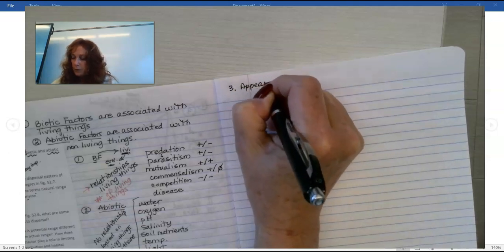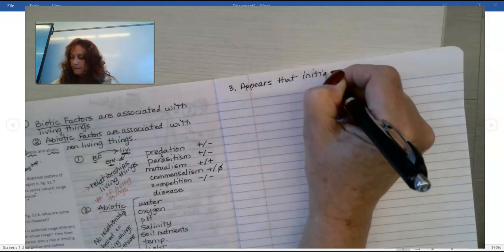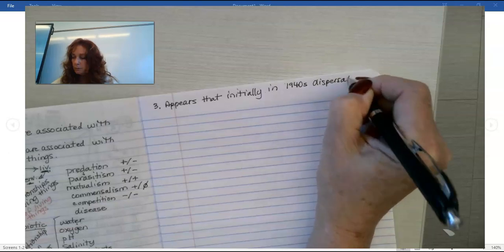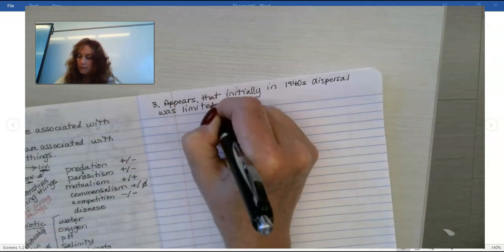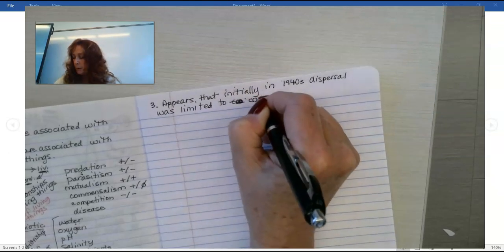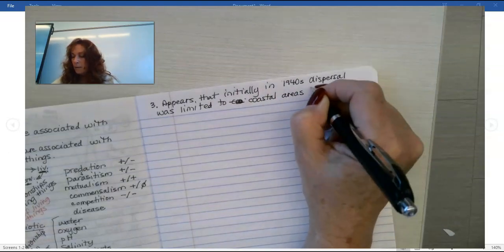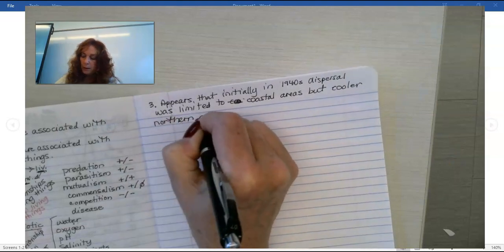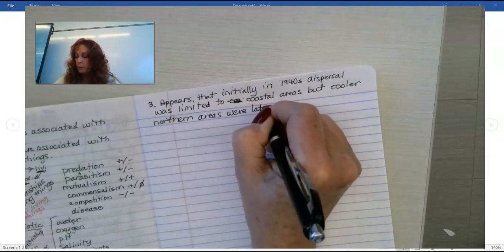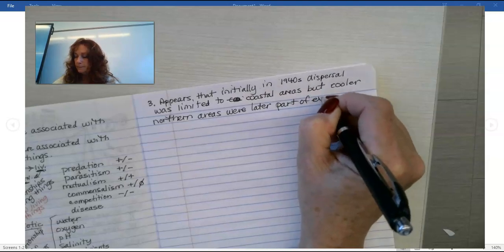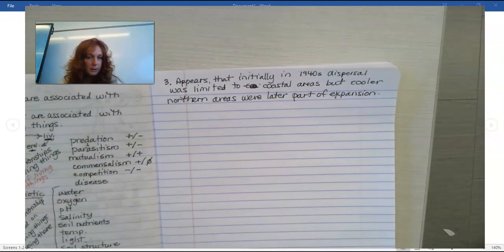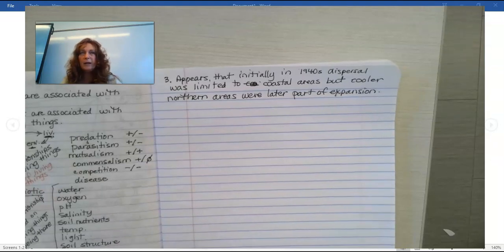that it appears that initially, which I would just put in the 1940s, dispersal was limited to coastal areas. Coastal areas, okay. And then, but cooler northern areas were later part of the expansion. Because I can tell from the map that it's cooler up in the north than it is down in the south. So just a simple thing. Sometimes you feel like, oh, I'm stating the obvious. You are, but you have to prove that you know what you're looking at. Okay, so let's look at 4.